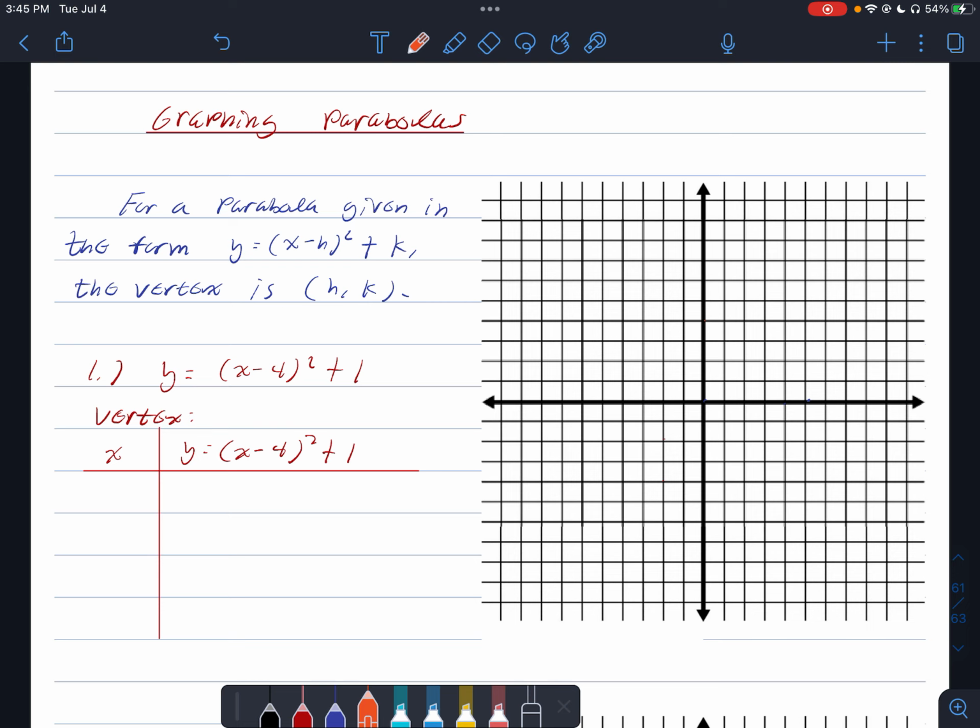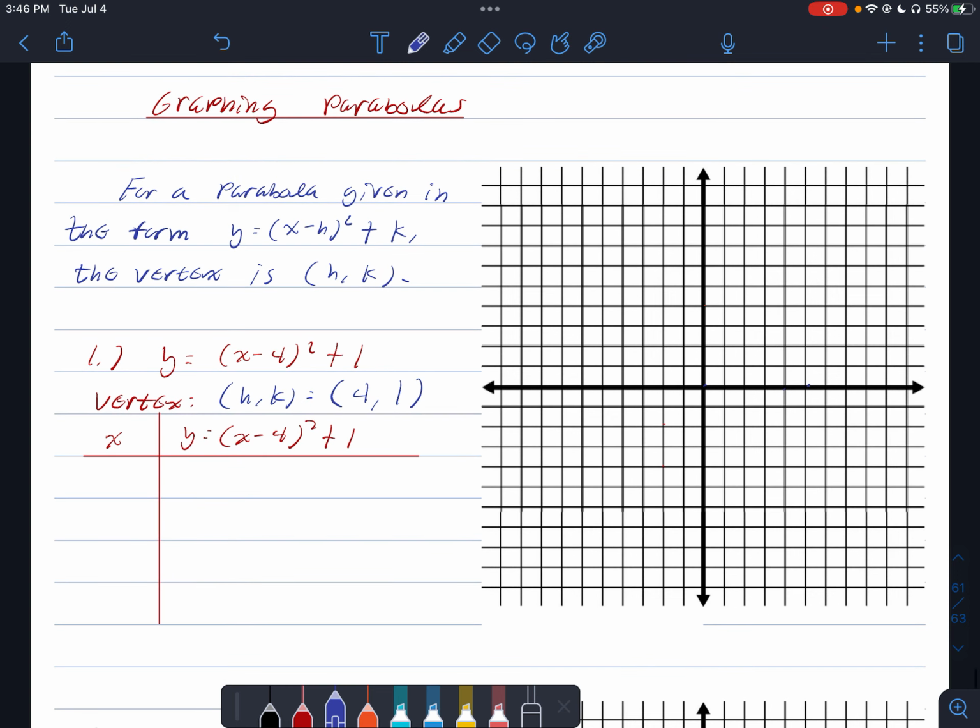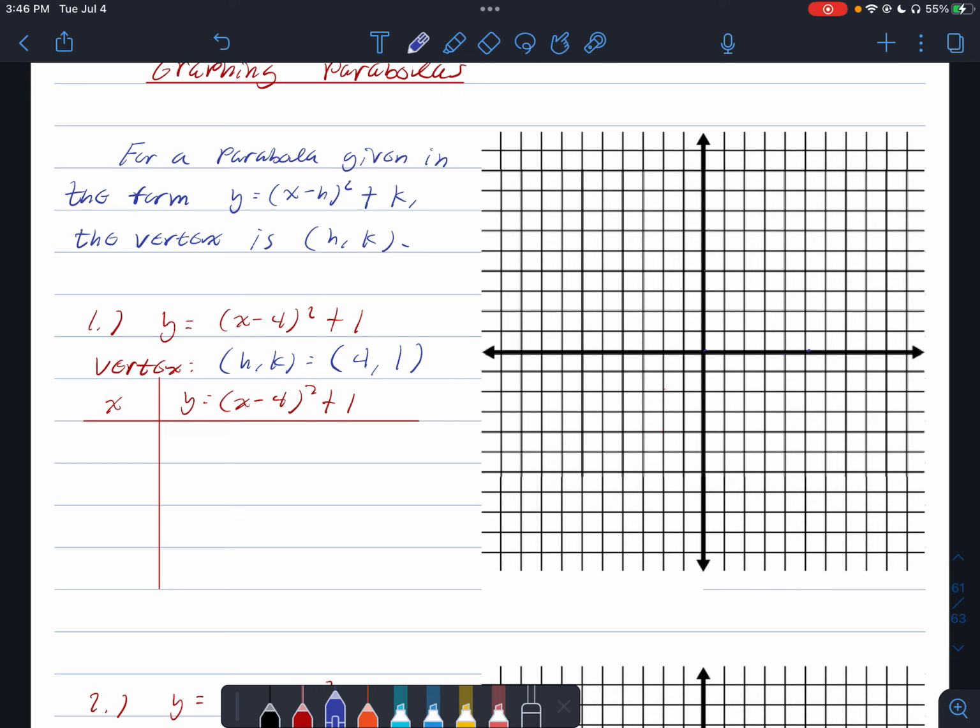So let's take a look at this example. We have y equals (x minus 4) quantity squared plus 1. Looking at our initial formula, y equals (x minus h) squared plus k, it's already more or less given in that form. So we could say that our h value is 4 and our k value is 1. So our vertex is going to be given by (h, k), which is positive (4, 1). Let's go ahead and plot that point. We'll go to the right 4, up 1. So this is where our vertex is going to be.